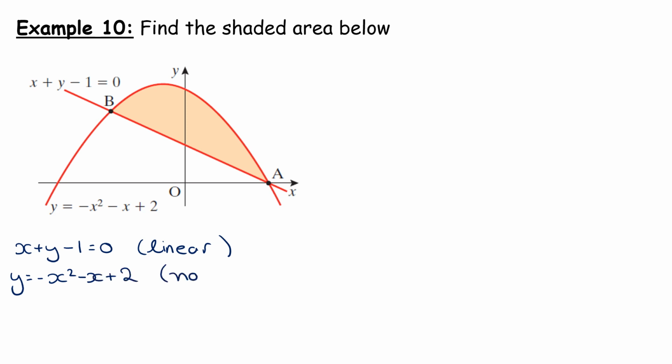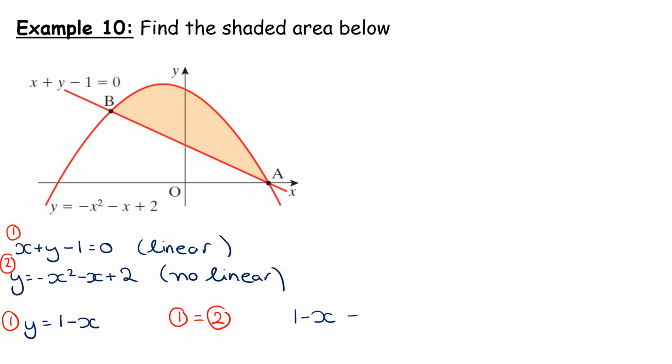This is my nonlinear. Go back to your algebra of how to find points of intersection between linear and nonlinear functions. We isolate and sub in. So my suggestion would be, let's take that linear. So I'm going to label these 1 and 2. So I'm going to take my linear and I'm going to isolate my y. So y equals 1 minus x. And then what I'm going to do is I'm going to let 1 equal to 2, because now I have 1 y equals and 2 y equals. So by that logic, I will have 1 minus x from my equation 1 is equal to minus x squared minus x plus 2 of my second equation.